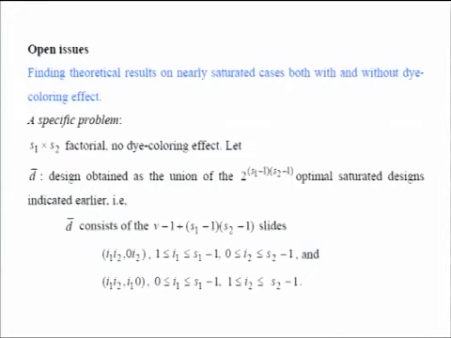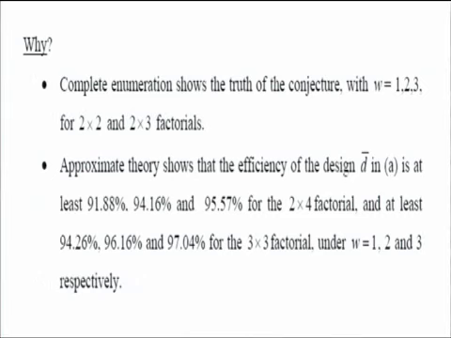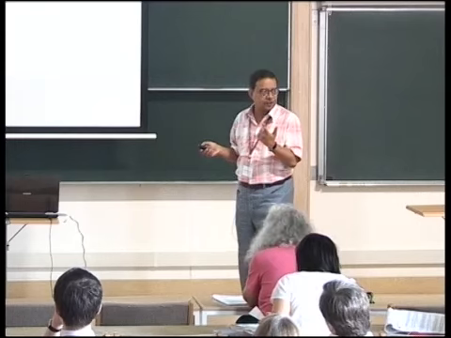Now, some open issues quickly. So, finding more theoretical results, this one is a bit, the notation is quite heavy. For S1 by S2 factorial with no dye coloring effect, a specific problem was posed in our paper, and all numerical studies indicate that this conjecture should be true. The conjecture is like this. I think I have just 5 minutes left, so let me proceed a bit faster. The conjecture is available in the published paper, and we had some numerical evidence in support of the conjecture. So, one open problem is getting more theoretical results.